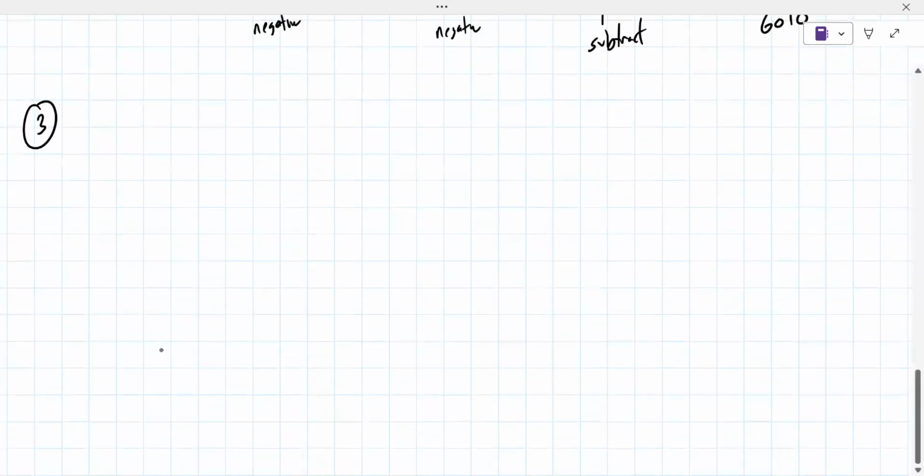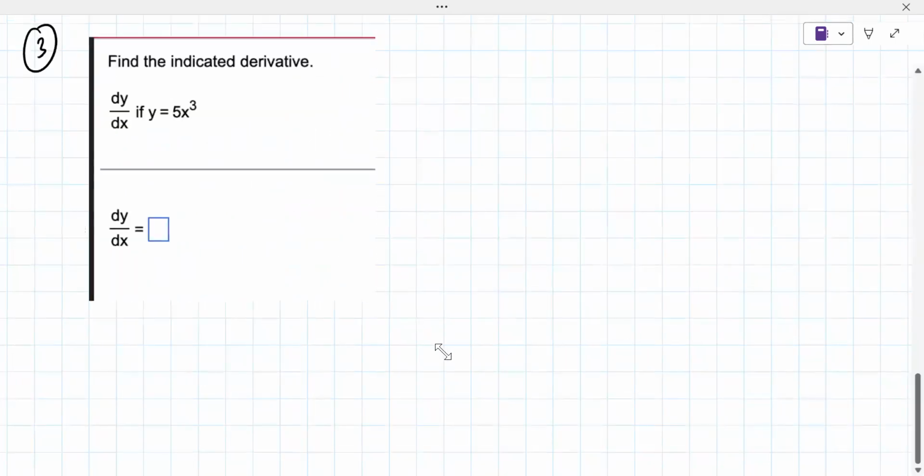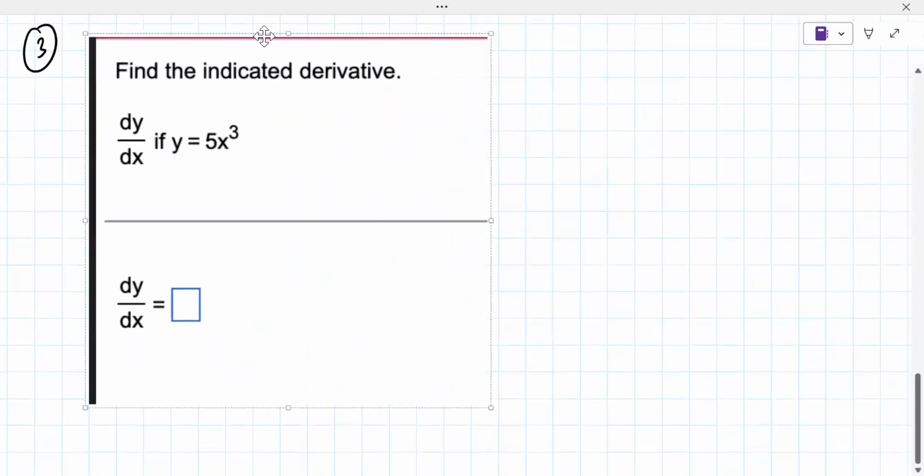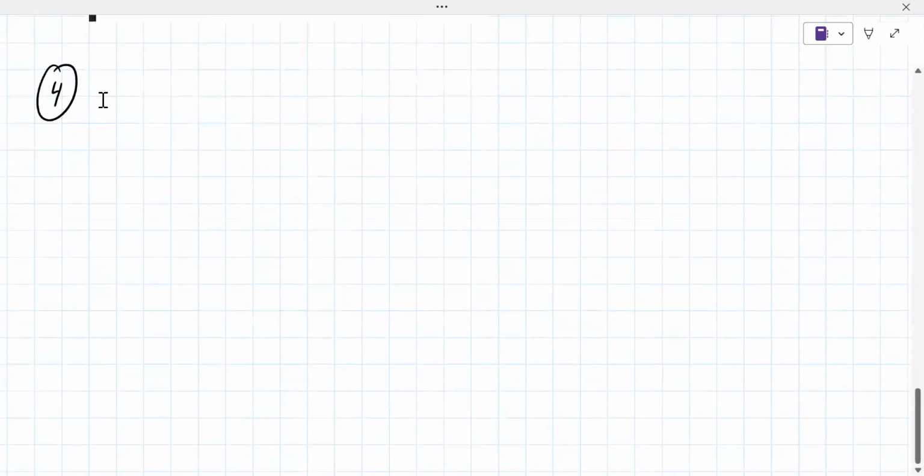All right, number 3. So this one is pretty straightforward. You're just taking the derivative of this. Not all questions are created equal, but it's 15x squared, right? Yep. Okay. I'm good at the power rule, but when it starts getting to the other rules, I get really confused. Understood. I'll let you know when something more difficult comes up.